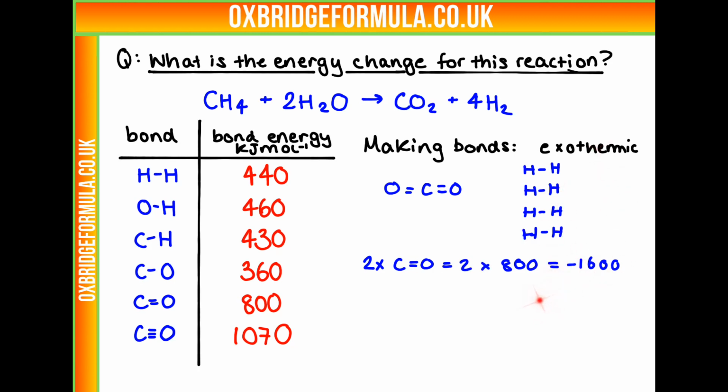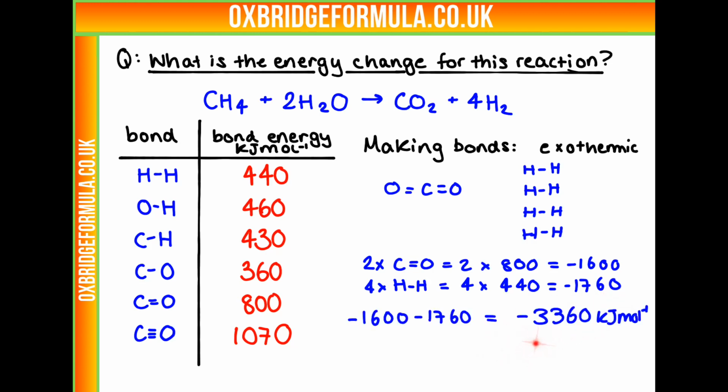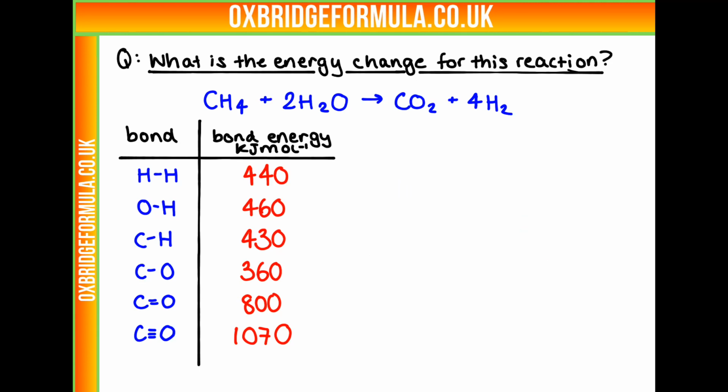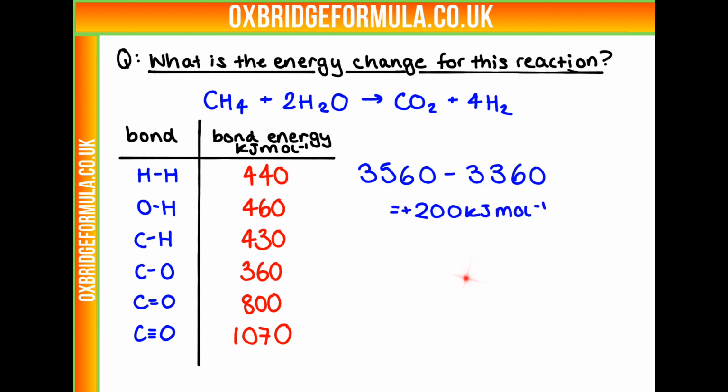And for our hydrogen we just have 4 lots of HH bonds, which is 4 times 440, or minus 1,760. So if we put those together, we get negative 3,360 kilojoules per mole. So now we have our making bonds and we have our breaking bonds, we just need to combine them together. So our total overall energy is going to be 3,560, take away 3,360, which is positive 200 kilojoules per mole. And that leads us to a final answer of A.